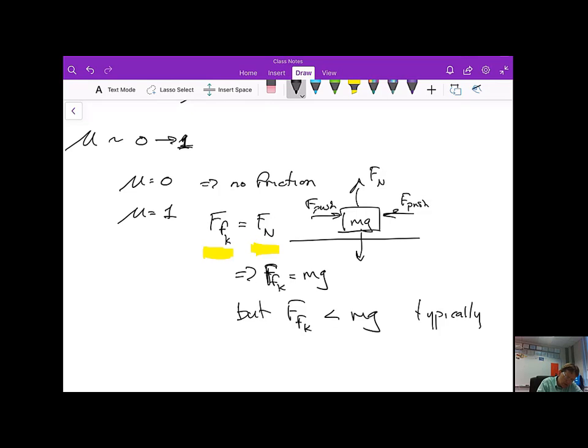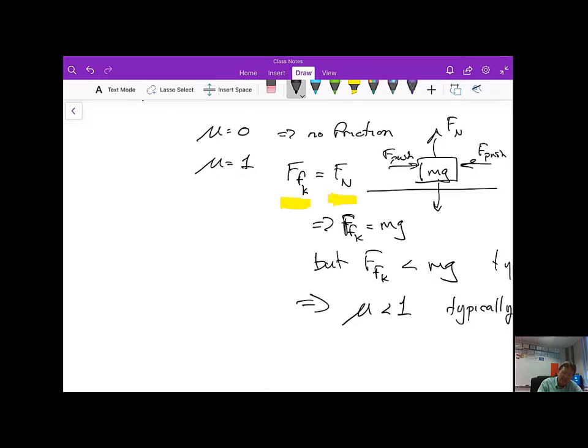So that tells us that mu tends to be less than 1. The fact that it's easier to slide something than pick something up tells us that mu is typically less than 1, whether it is kinetic friction or static friction. But it doesn't mean that mu is always less than 1. Some people will define the coefficient of friction as being less than 1, but that's not true.